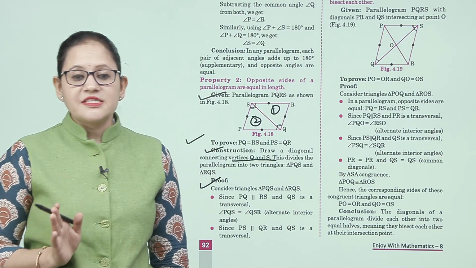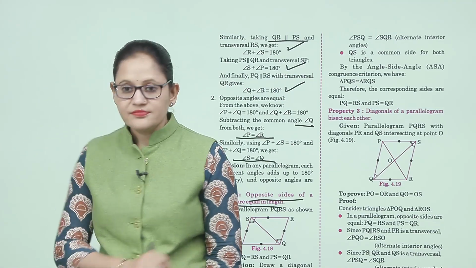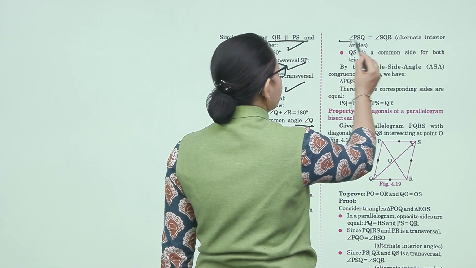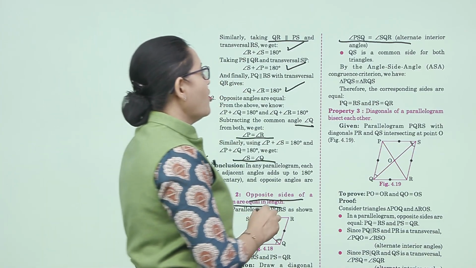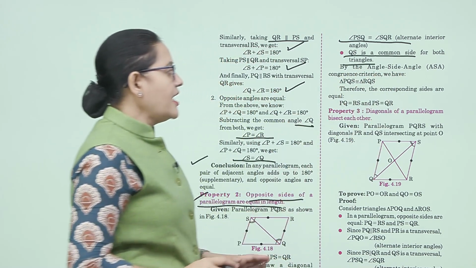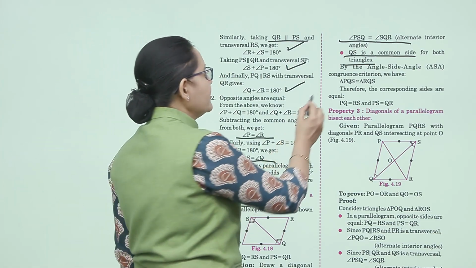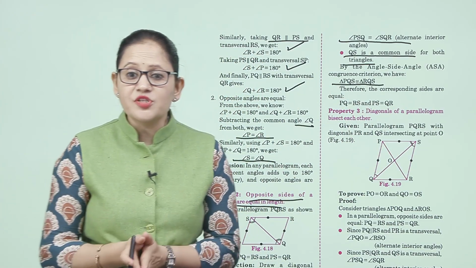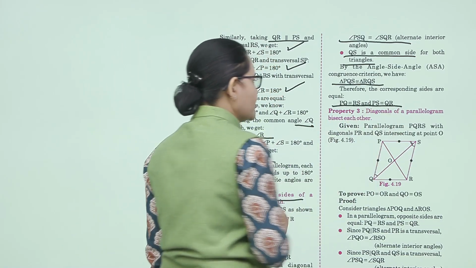Since PS is parallel to QR and QS is a transversal, angle PSQ equals angle SQR. These are alternate interior angles, and QS is the common side for both triangles. By the angle-side-angle (ASA) congruency, triangles PQS and RQS are congruent. Therefore, the corresponding sides are equal. That means PQ equals RS and PS equals QR.